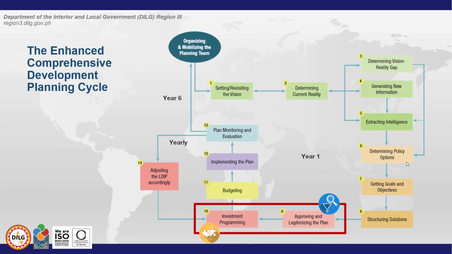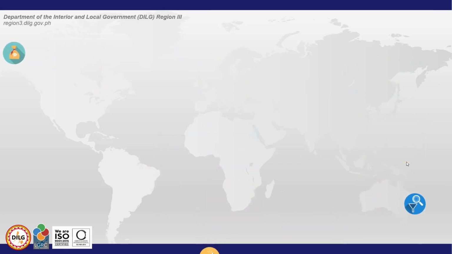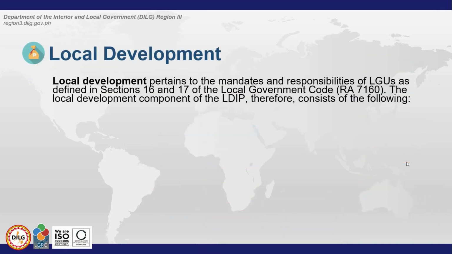Ang Local Development Investment Programming ay binubuo ng dalawang steps sa Enhanced CDP Cycle, ang Approving and Legitimizing the Plan o Step 9 at ang Investment Programming Proper o Step 10. Ang investment programming ay para sa local development. Pero ano ba ang konsepto ng local development? Local development pertains to the mandates and responsibilities of LGUs as defined in Section 16 and 17 of the Local Government Code. The local development component of the LDIP, therefore, consists of the following.